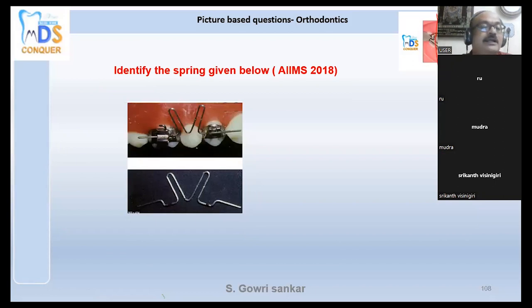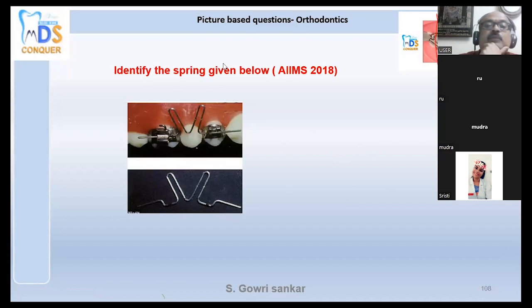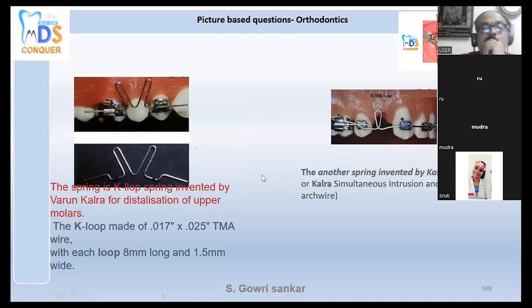So this is K-loop mechanics. Why is it called K-loop? This is also an open coil spring. An open coil spring is made like that, and it is placed in a closed position. It tries to push this tooth and that tooth outside. It is called the Kalra spring or K, given by S for separation. To put it in other words, it is given to distalize the molar. Why do we want this? We want space. There are different methods of gaining space. So this K spring tries to move the molar backwards. It is made up of TMA wire.